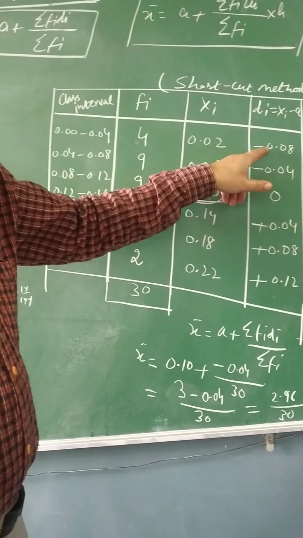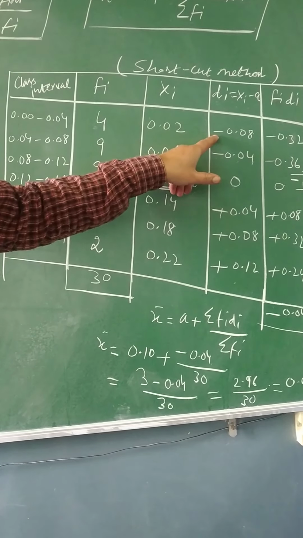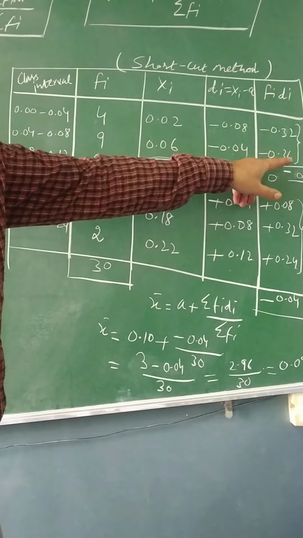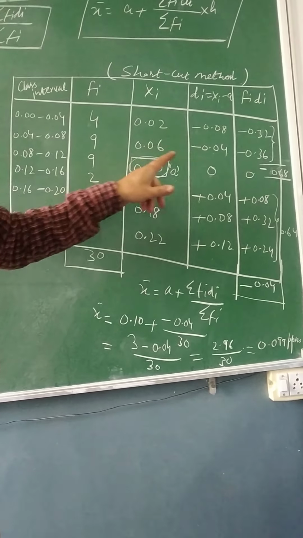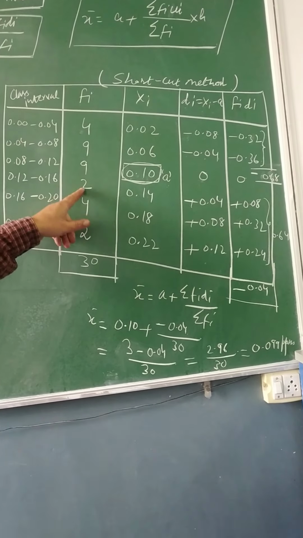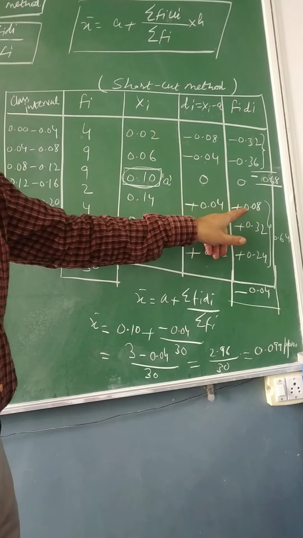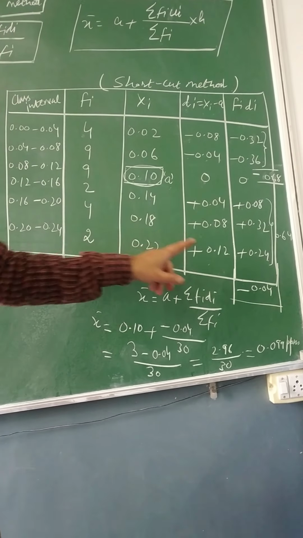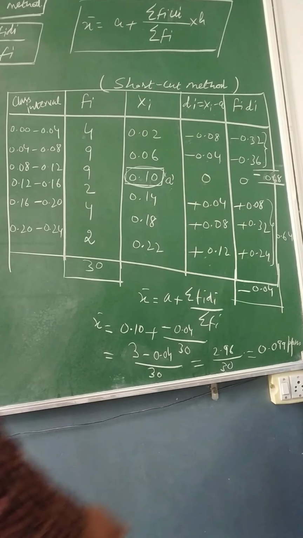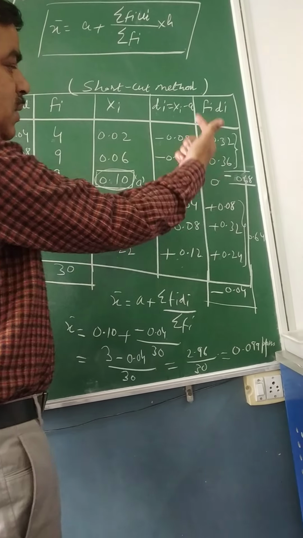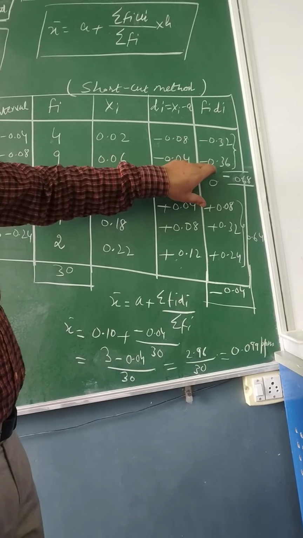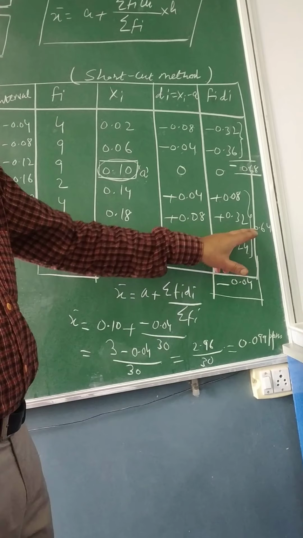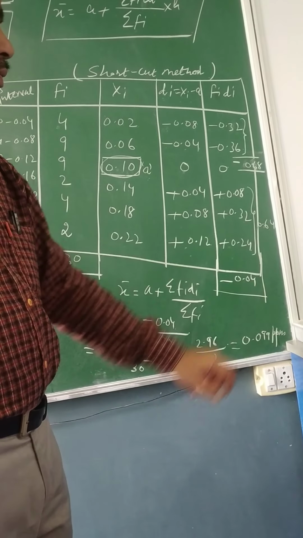So now I will be multiplying these. 4 into 0.08 with minus sign. So plus into minus will make it minus, so 0.32. Then 9 into 4 is 36, so minus 0.36. 9 into 0 is 0. 2 into 0.04: 2 4s are 8, so 0.08. 4 into 0.08 is 0.32. And 2 into 0.12 is 0.24. So 3 readings I am getting in plus, 2 readings I am getting in minus. So you add minus minus together, it will be coming minus 0.68, and when you add these three, it will be coming 0.64 of plus sign.